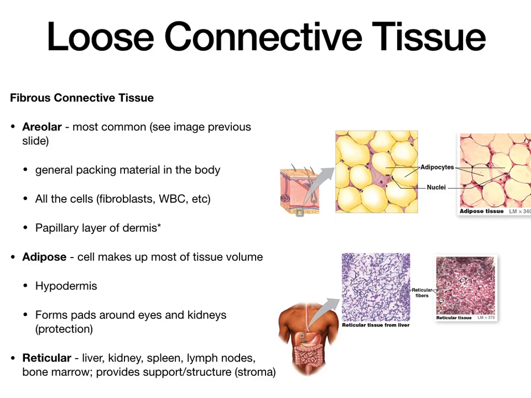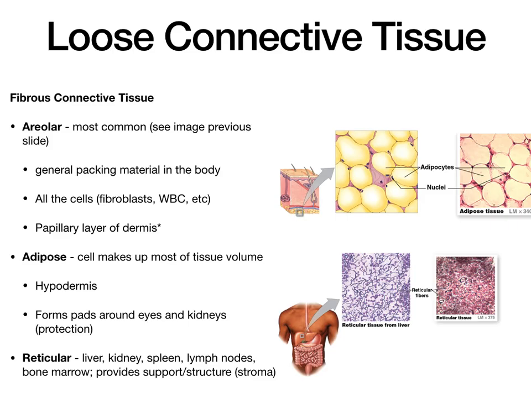And then we have our adipose tissue, whose cells make up the most of our tissue volume. Adipose tissue is our fat cells, so that makes sense, because the fat cells can expand and shrink, depending on location and the weight of a person. They are found in our hypodermis layer, and they form pads around our eyes and our kidneys for protection. They form pads around our other organs as well.